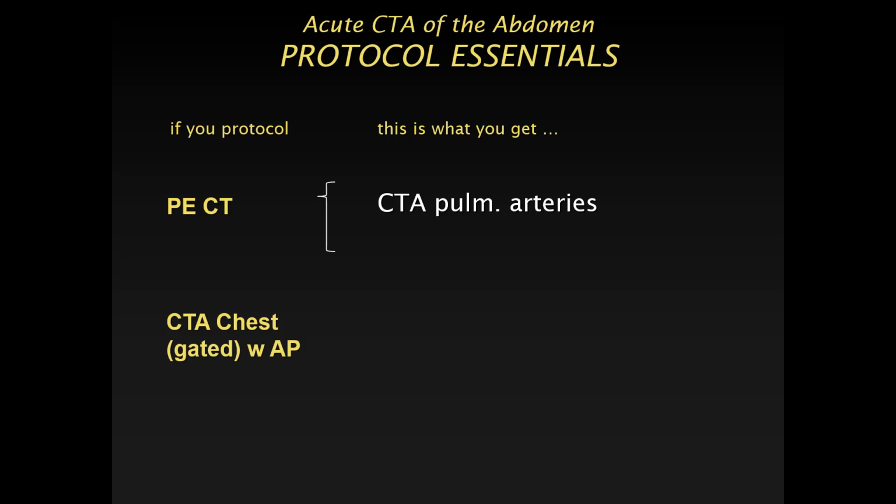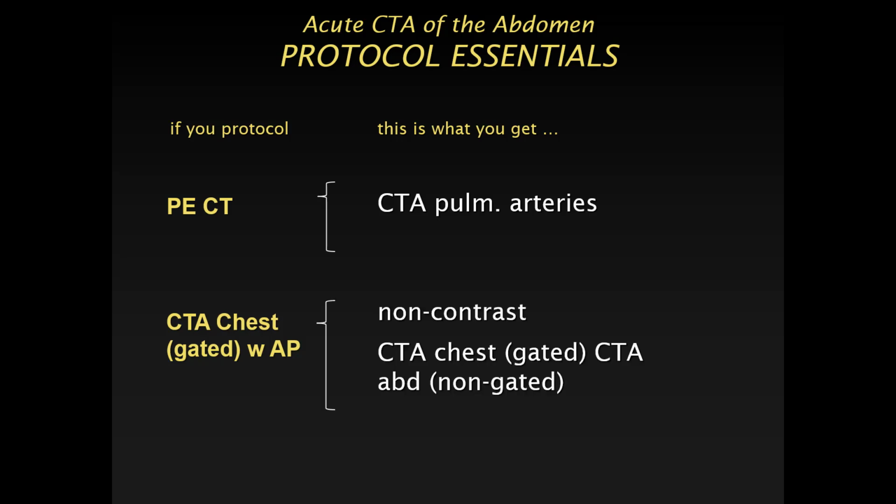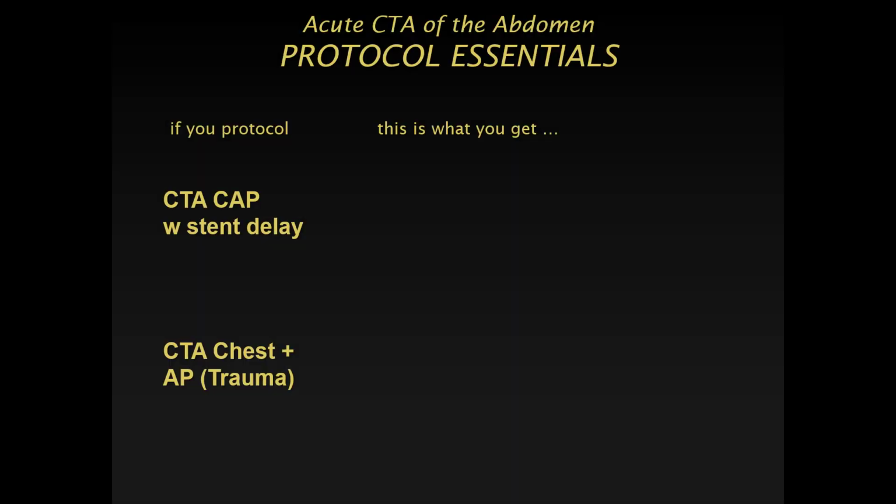If you order a CT angio chest gated with abdomen pelvis, then what the scanner protocol requires to scan would be first a non-contrast, that would be chest, abdomen, pelvis, and then you would have a gated scan through the chest, and during the same injection you also have a non-gated CTA of the abdomen, pelvis. So there are no delays for that part of the acquisition.